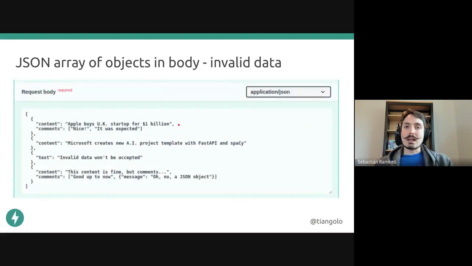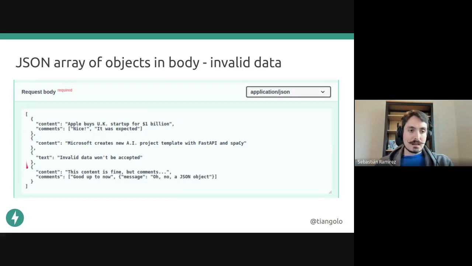Now let's see what happens. How is it that FastAPI makes sure that we receive the data that we declared? What happens if we send invalid data? So this is actually valid JSON. This is not an incorrect syntax for JSON, but this is not what we declared that we were going to receive. Let's see how it is.